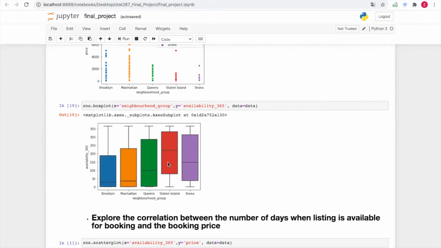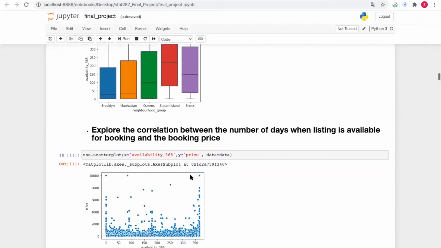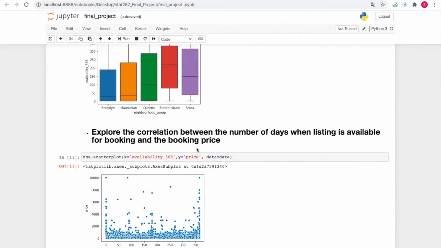Also, we know that the price in Bronx has a pretty small range. The surprising thing is that the dates for booking have a large range. So we predict that the hosts are more willing to list their houses in the Bronx on Airbnb to let customers book. Next, my partner Zhang will introduce the rest.